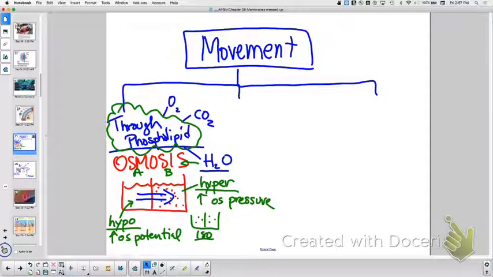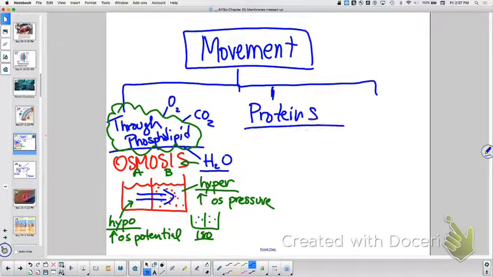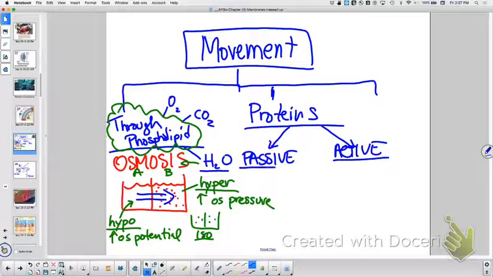Okay, so through the phospholipid bilayer, what was the other thing that we could do? Yeah, okay, so we could use a protein, and we could break down proteins potentially, active and what? Passive. Okay, when we use those, they could both be channels or what? Carriers. What does passive active mean?